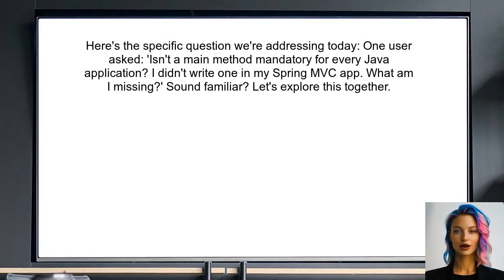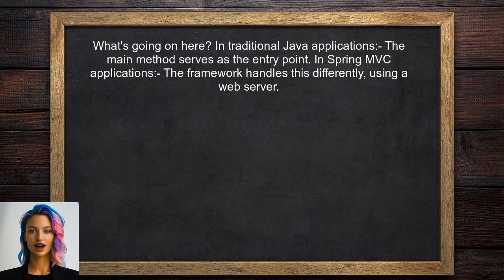Here's the specific question we're addressing today. One user asked, "Isn't a main method mandatory for every Java application? I didn't write one in my Spring MVC app. What am I missing?" Sound familiar? Let's explore this together. So what's going on here?